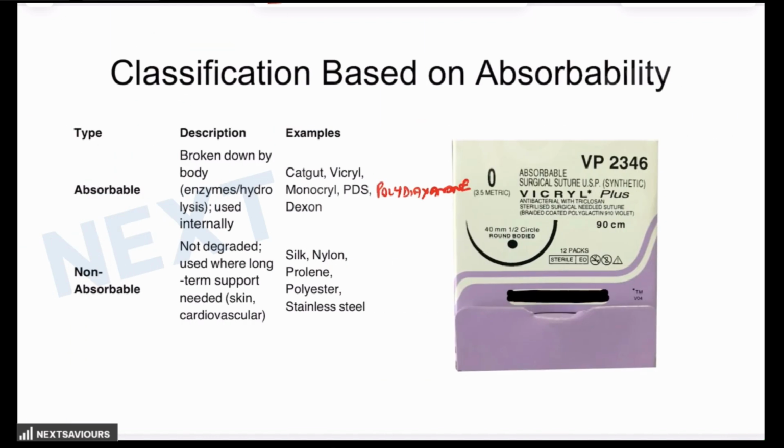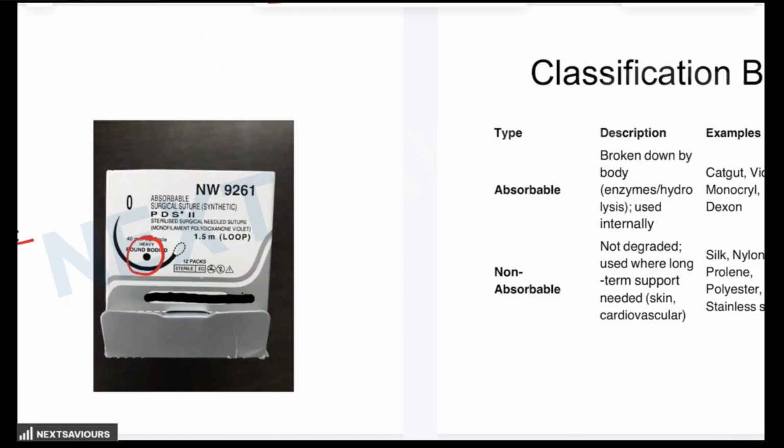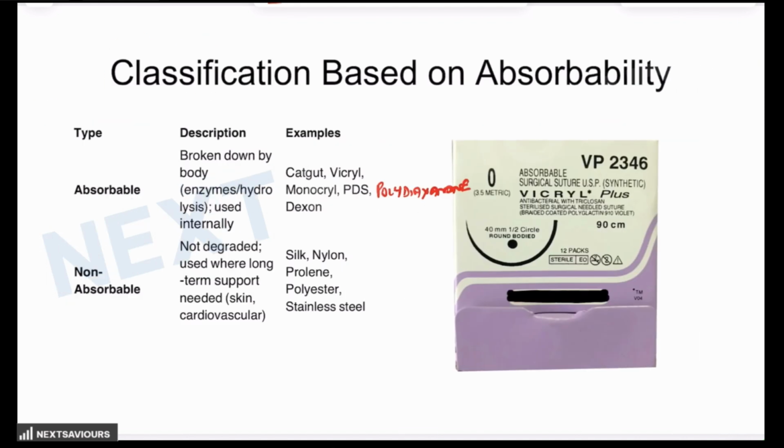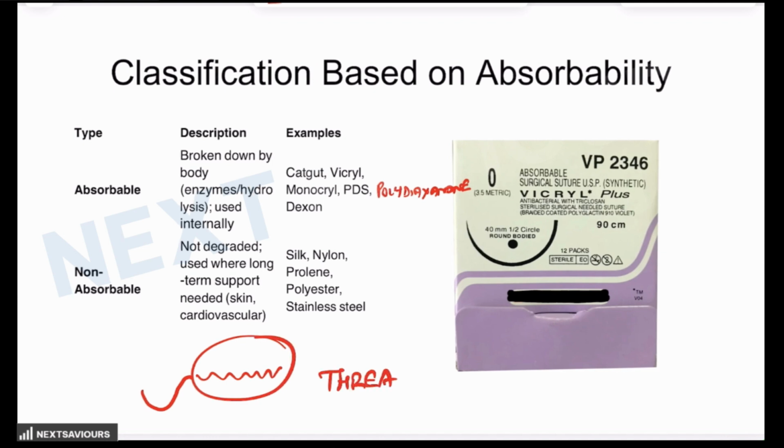Now, first of all, as I told you, the suture material is made up of one, the needle, and second, the thread. So first we'll be talking about the characteristics of the thread. Only the important characteristics on the basis of which you will come to know which type of thread material is best for this particular organ closure.